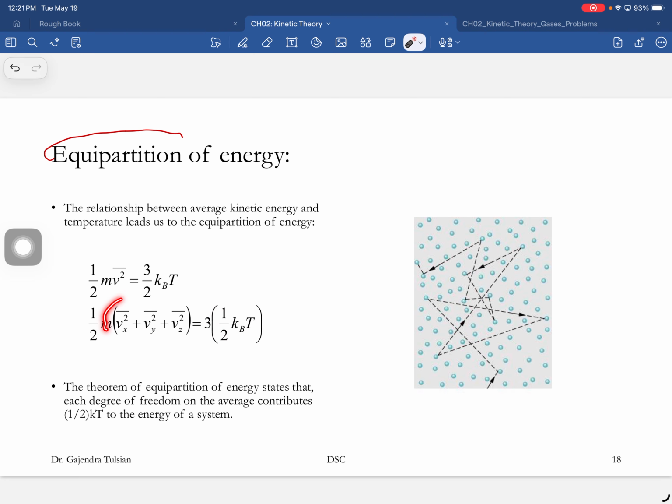The kinetic energy in the y direction must be 1/2 kT. The motion along the x direction is 1 degree of freedom. Motion along the y-axis is another degree of freedom. So the equipartition of energy says each degree of freedom on the average contributes 1/2 kT to the energy of the system. Very important relationship, so make sure we remember that forever. Each degree of freedom contributes 1/2 kT to the energy.